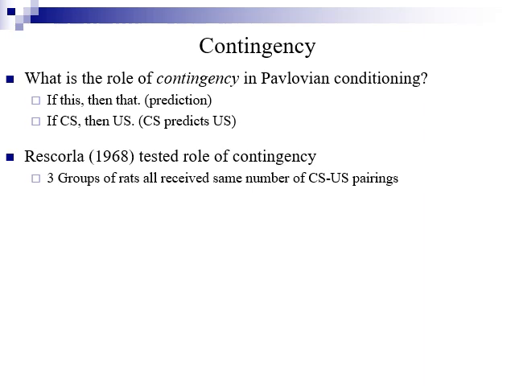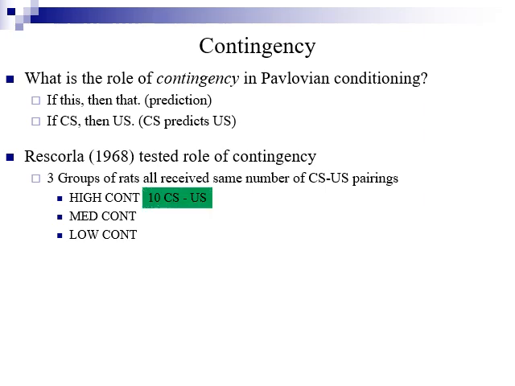So he tested this by having 3 different groups of rats. All of them got the same number of CS-US pairings. So he kept the number of pairings constant, but he manipulated the contingency. So what does this look like? The high contingency, medium contingency, and low contingency groups of rats all had 10 CS-US pairings. They all had the same number of pairings. All right? So there was no difference there between the groups.